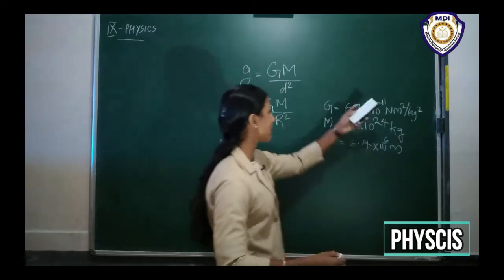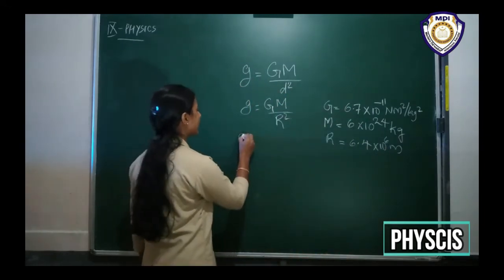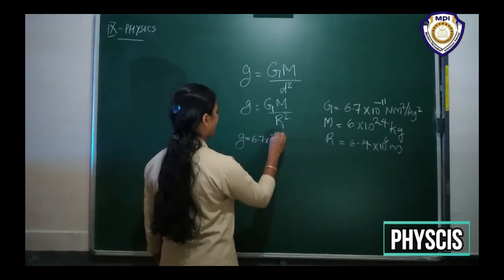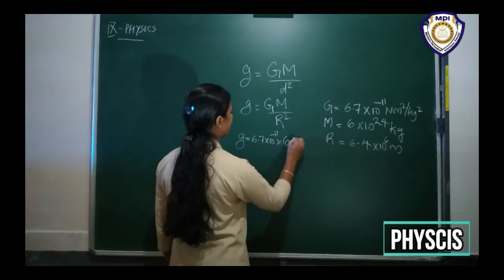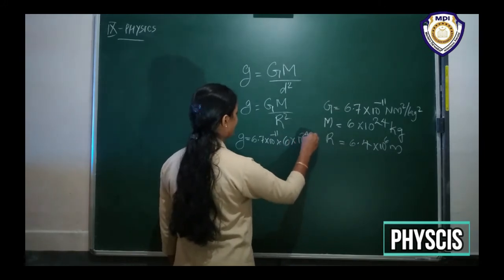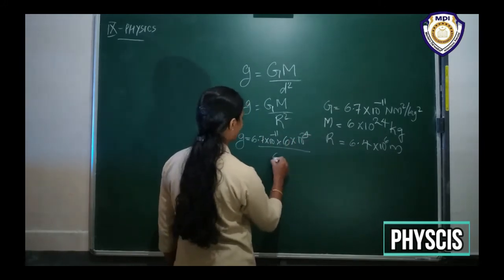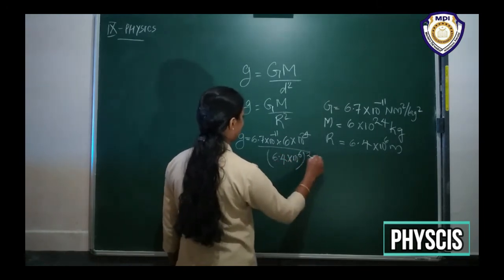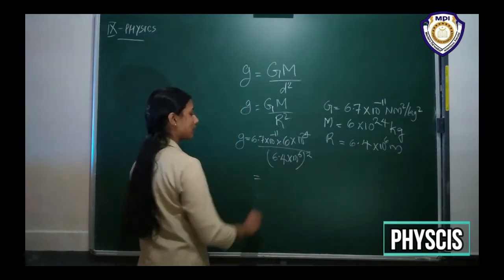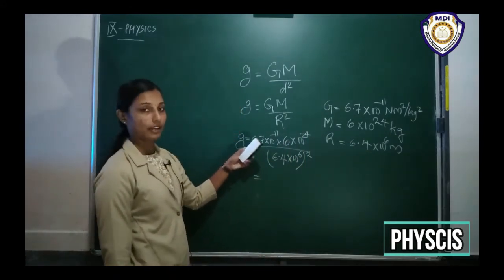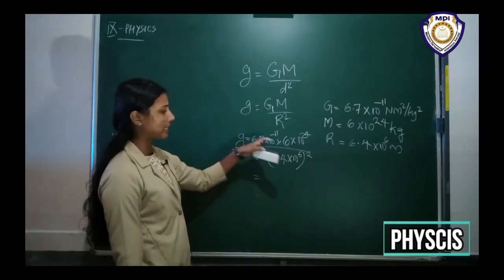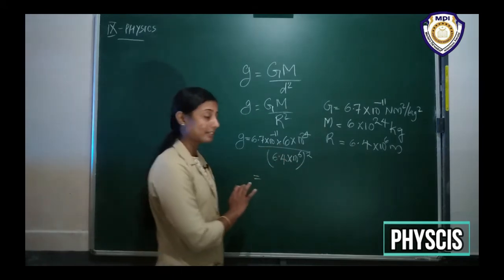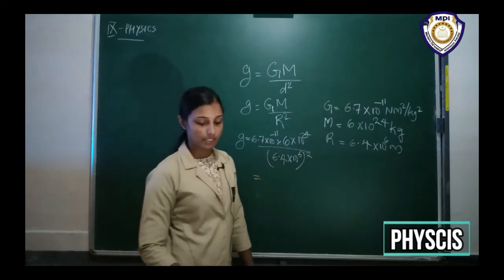Okay, so put all these values into this equation. So we will get g is equal to G into M divided by R square, 6.4 into 10 raised to 6 the whole square. Okay, so we only need the value of g, right? So these are complications. You don't need to bother about all this complicated mathematics. You should know what the value of g is. It is given in your textbooks.